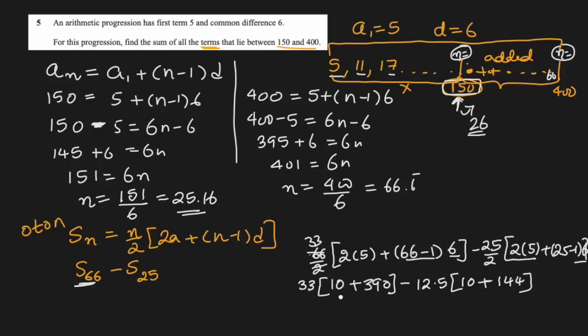Okay, now this is 400 times 33. 30 times 4, 132 and 0. Minus, it will be 154 times 12.5, 1925. Okay, and 13,200 minus 1925 will be 11,275. This is the sum of all the terms that lie between 150 and 400.